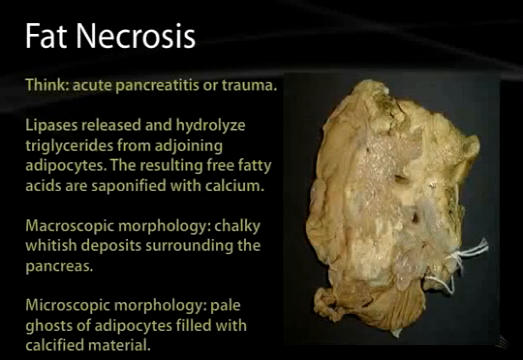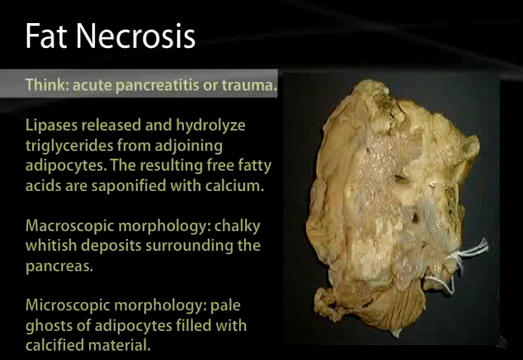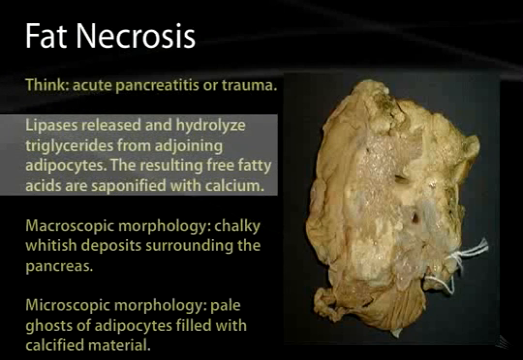A fourth type of necrosis is fat necrosis. Fat necrosis is caused by any release of lipases, which hydrolyze triglycerides in adipocytes. And you tend to get this in things like acute pancreatitis, where you have release of pancreatic lipases, which digest surrounding adipose tissue. Or you can get it in trauma, for example, where you have injury which releases lipases and causes the adipose tissue to be digested by them.